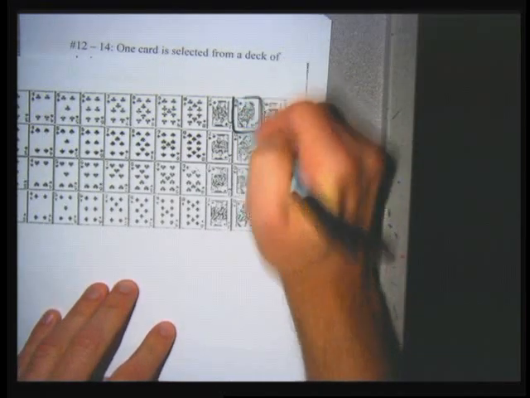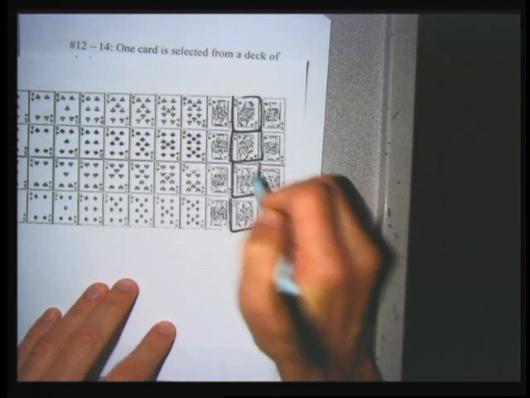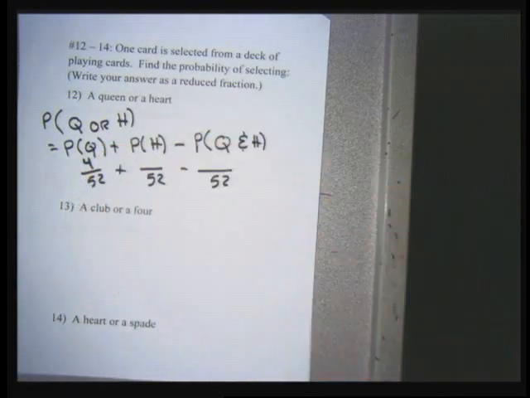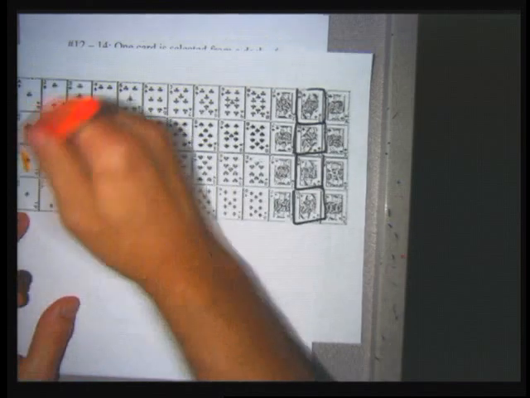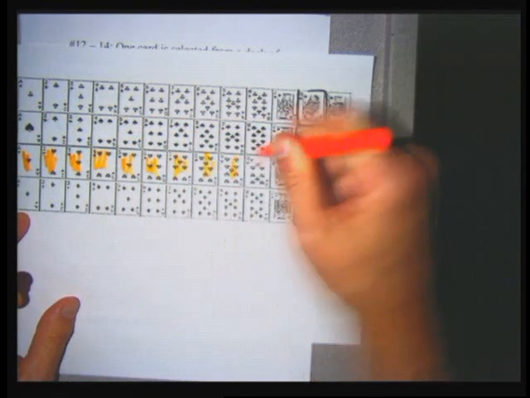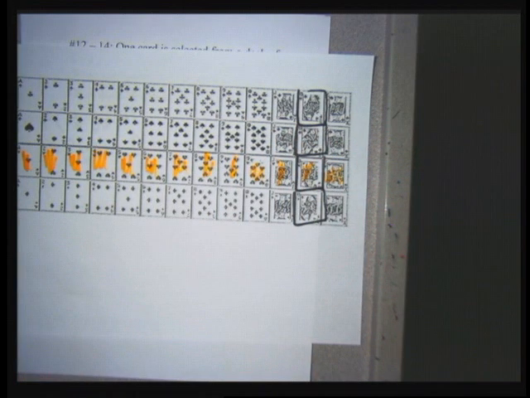For my first, I'm going to box out the queens, and there are 1, 2, 3, 4 queens. So for the probability of getting a queen, it's going to be 4 in 52. The next probability I want to do is the probability of a heart, and I need to mark out the hearts. So there's 1, 2, 3, 4, 5, 6, 7, 8, 9, 10, 11, 12, 13 hearts. So the next fraction, its numerator is going to represent the number of hearts, which is 13.